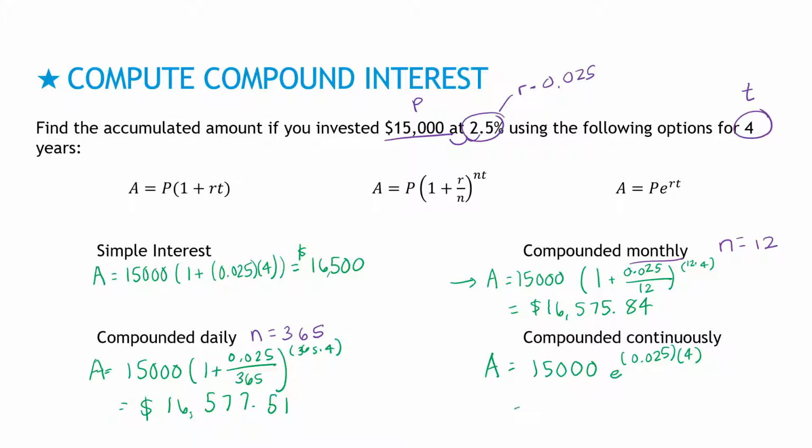And when I do all of that in my calculator, I get really close to my last answer, 16,577. This one's 0.56. So really, really close on those two. Again, because daily and continuously are so close together, this one I earned myself another nickel. So yay me. Keep in mind that I may not give you the same rate for each account when you're doing this on an assessment. So make sure you're reading very carefully.